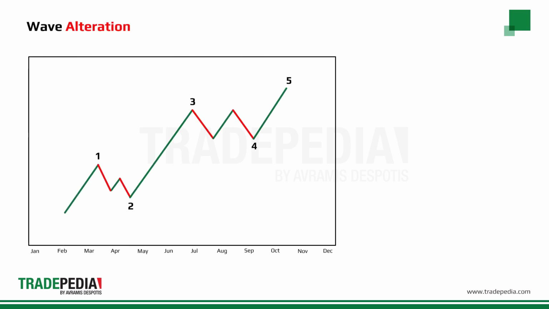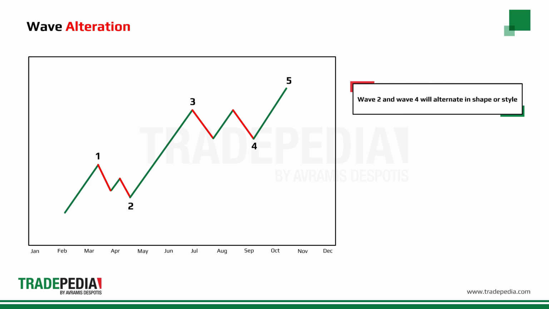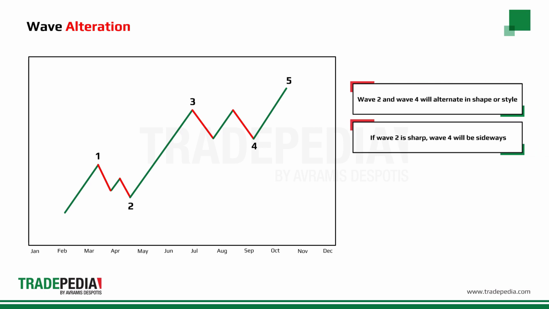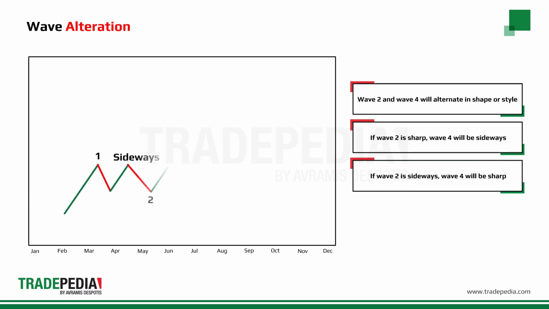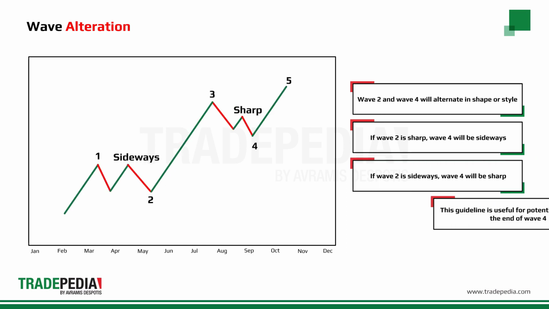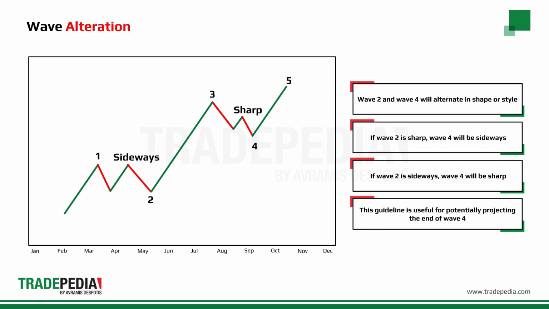The guideline of alternation implies that in a 5-wave sequence, Wave 2 and Wave 4 will alternate in shape or style. If Wave 2 is a sharp style of correction, Wave 4 will be a sideways style of correction. And if Wave 2 is sideways, Wave 4 will be sharp. This guideline is useful for potentially projecting the end of Wave 4 in a motive wave.